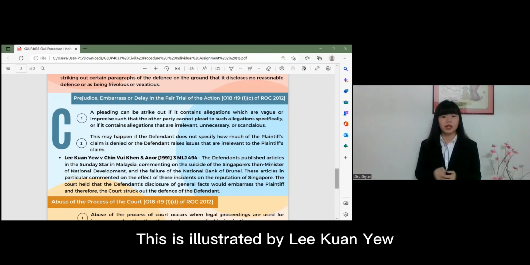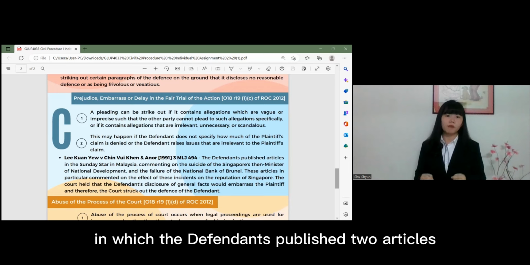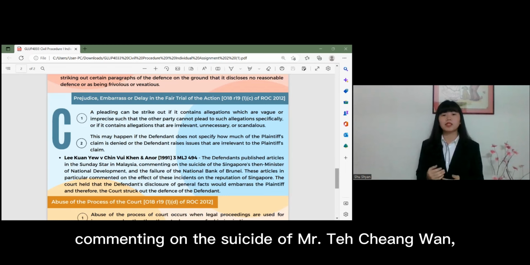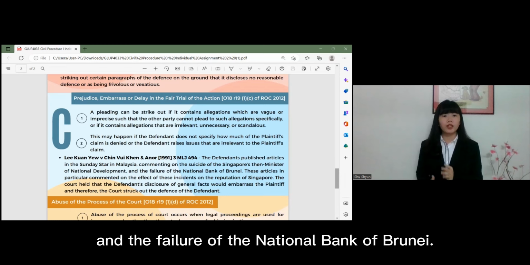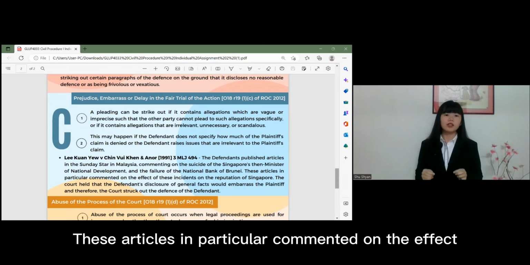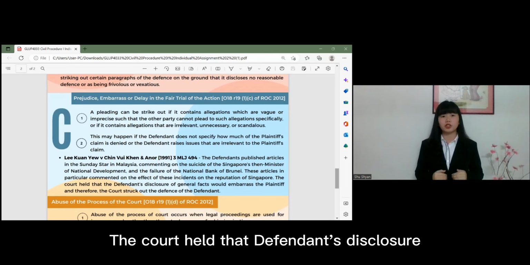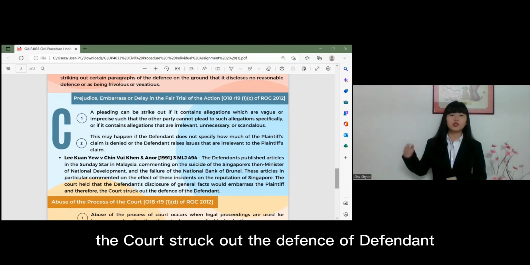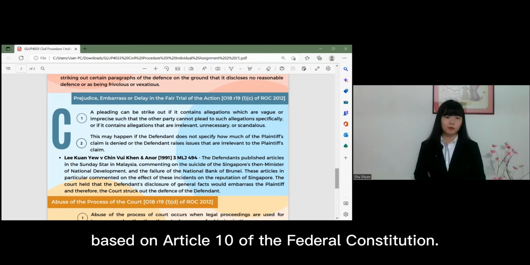This is illustrated by the case of Lee Kuan Yew versus Chin Wei Kian and another, in which the defendant published 2 articles in the Sunday Star in Malaysia commenting on the suicide of Mr. Teh Cheang Wan, Singapore's then Minister of National Development, and the failure of the National Bank of Brunei. These articles in particular commented on the effects of these incidents on the reputation of Singapore. The court held that the defendant's disclosures of general and obvious facts would embarrass the plaintiff, and therefore the court struck out the defense of the defendant based on Article 10 of the Federal Constitution.